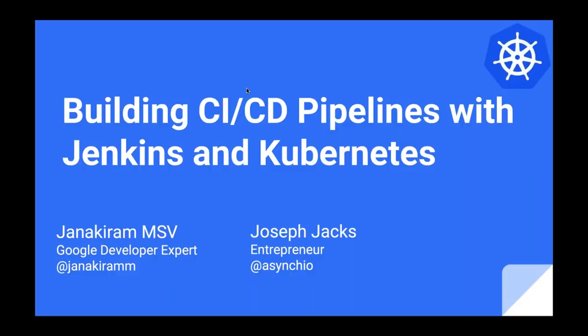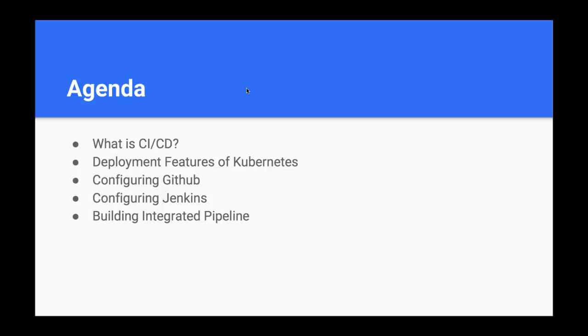Hopefully by the end of this session, you will learn how to connect the dots between GitHub, Jenkins, and Kubernetes and create an automated build pipeline based on these three services. So I'm going to briefly introduce the CI/CD paradigm, which has been around for a while, which is becoming the key aspect of DevOps. Then we will recap the deployment features of Kubernetes.